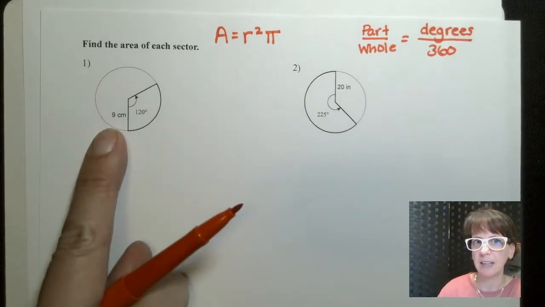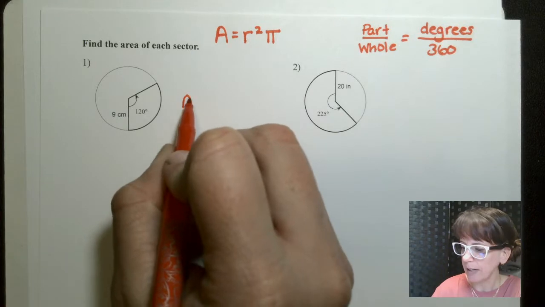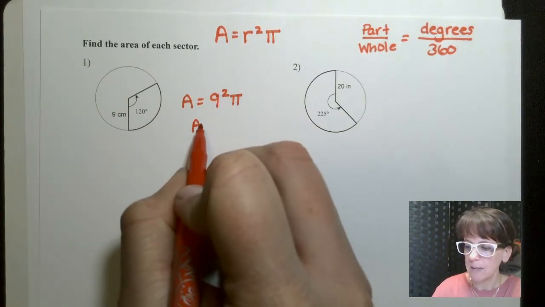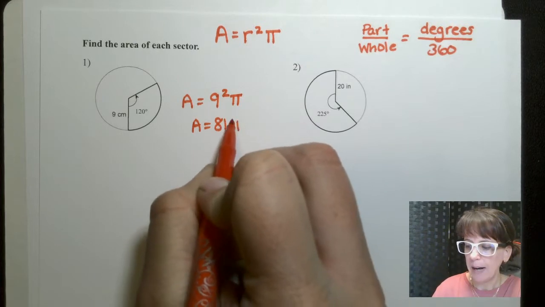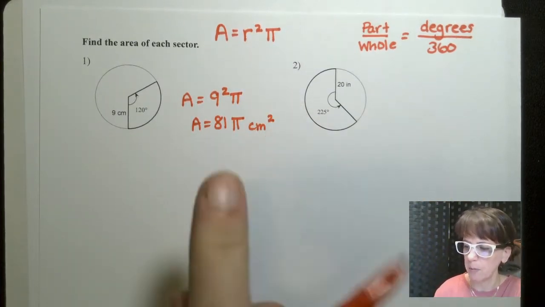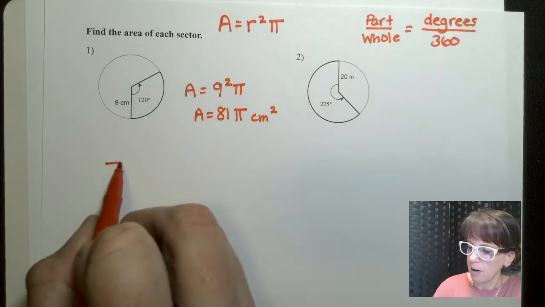Well, looking at this guy, let's first figure out what our area is. It's a 9 centimeter radius. So our area is 9 squared times pi, which gives us 81 pi, okay? And that's technically centimeters squared, of course, but we won't use the centimeters in the next part. So what we'll do is set up our proportion now.